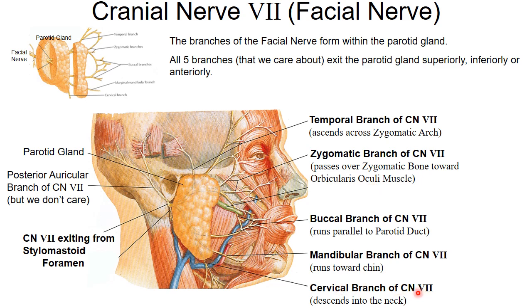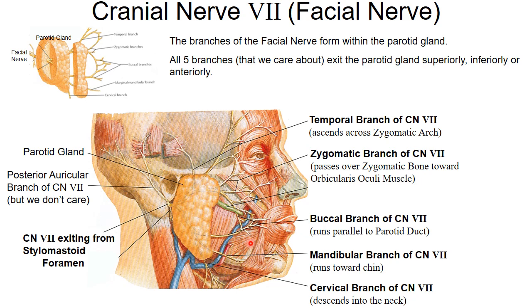Now, the cervical branch of 7, again, this facial nerve is going to be motor to muscles of facial expression. The cervical branch, as you might imagine, there's one muscle of facial expression in the neck, and so this guy is motor to the platysma muscle right there. For the rest of these, you just sort of guesstimate.